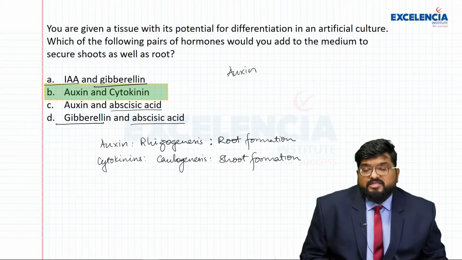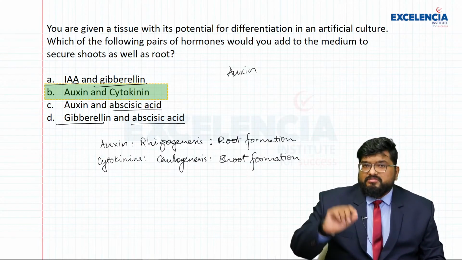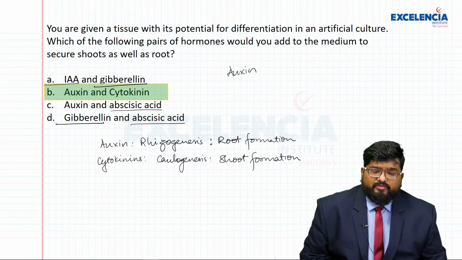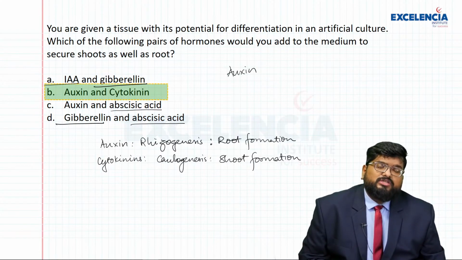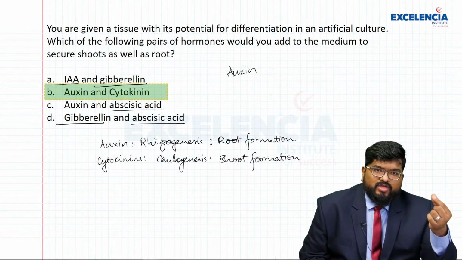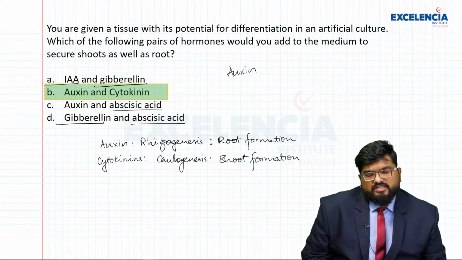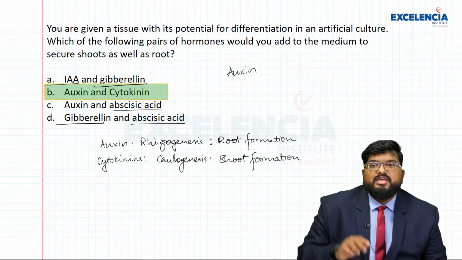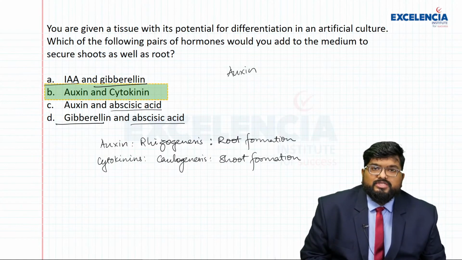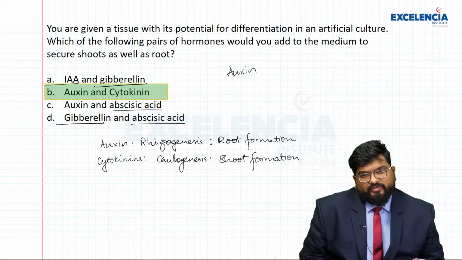Yeah. So auxins and cytokinins, if they are added to the nutrient medium in tissue culture, what will happen? You will have an undifferentiated mass of cells. If you treat them with auxins and cytokinins, they will start producing roots and shoots respectively. Okay.